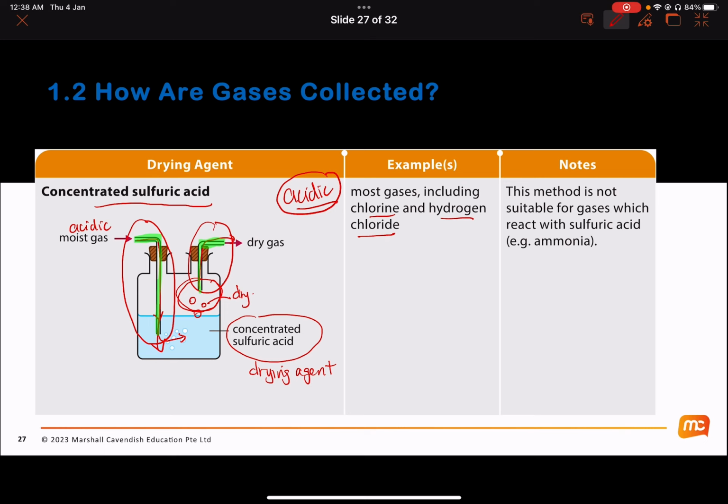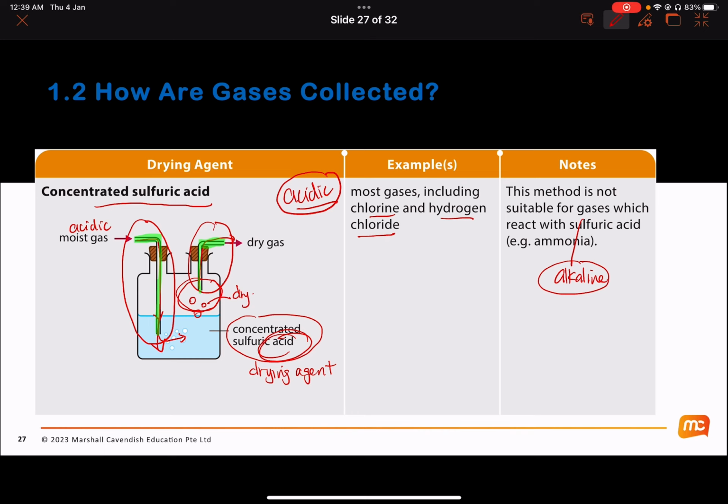Now one thing to take note: you need to ensure that you never ever use concentrated sulfuric acid for gases which are alkaline. That's a big no-no, because something that is acidic, which you will learn in future very quickly, and something that is alkaline will react with each other. So the last thing you want would be, while drying, your sulfuric acid starts to react with the gas, and then you have no more gas at the end.